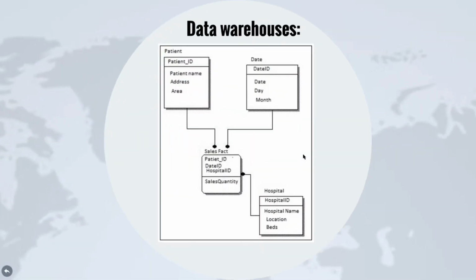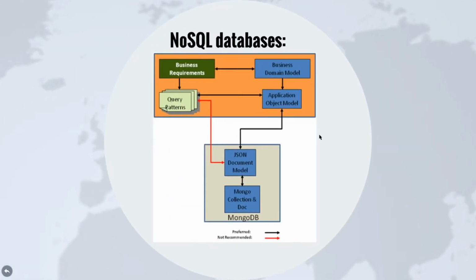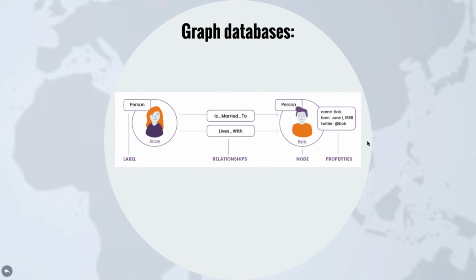And the fourth one is data warehouse, a central repository for data. A data warehouse is a type of database specifically designed for fast query and analysis. The fifth one is NoSQL databases, also called non-relational database. It allows unstructured and semi-structured data to be stored and manipulated. The sixth is graph databases. A graph database stores data in terms of entities and the relationship between entities. As you guys can see here, two entities, the relationship between them, and the data.